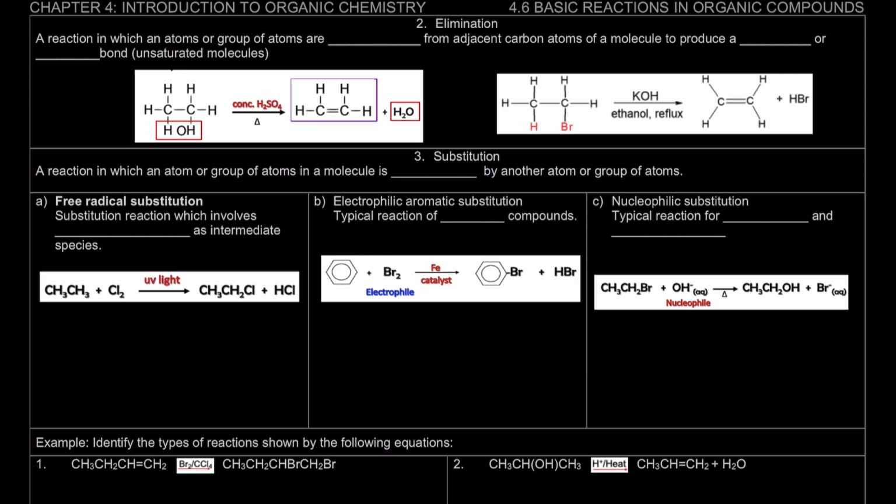The second type of reaction is elimination. So what is an elimination reaction? It's actually the opposite of the addition. So elimination reaction is in which an atom or group of atoms are removed, or in this case eliminated, from the carbon atom of a molecule to produce a double bond or triple bond.